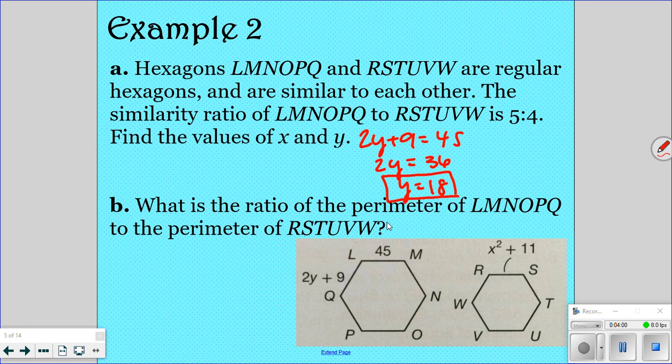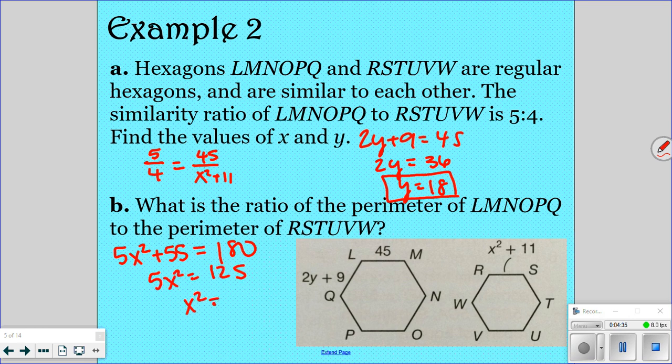For x, they tell you the similarity ratio of this one to that one is 5 to 4. So you're going to say 5 over 4 equals 45 over x squared plus 11. And then if you cross multiply, we're going to have 5x squared plus 55 equals 4 times 45, which is 180. And then if you subtract 55, 5x squared is going to equal 125. And then divide by 5, x squared would equal 25. And then if you take the square root, x would equal plus or minus 5. Okay, so that's how that one would work.